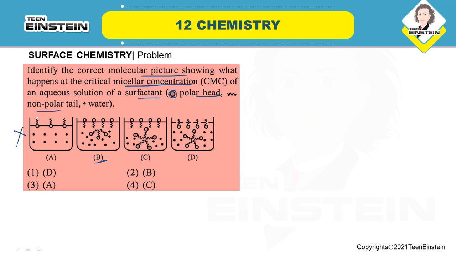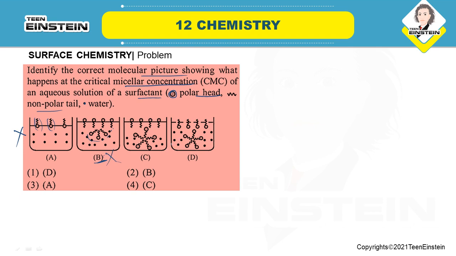Sorry, this part is okay. In the first picture the only error present is that there is no micelle formed. In the next picture, 3 molecules are there, but we cannot say this is a micelle. This is not a micelle, right? And also here the orientation of the surfactant molecule is not correct.